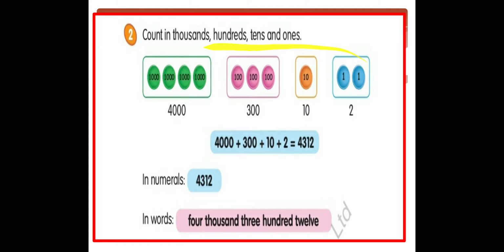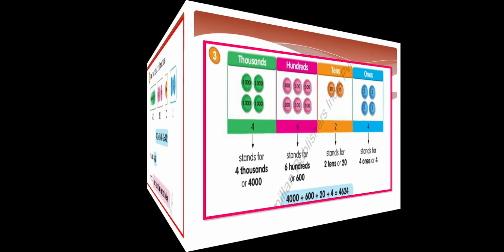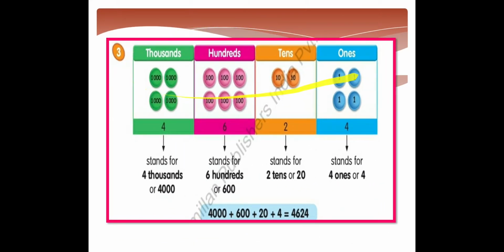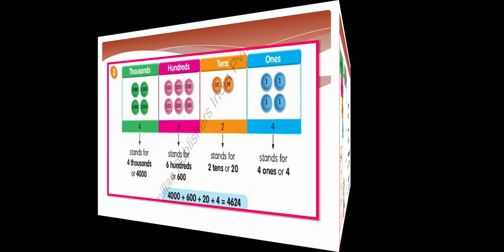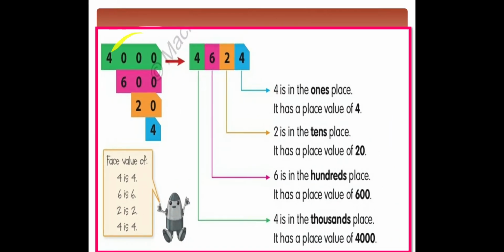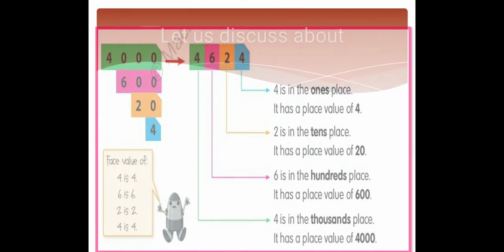So we can also write the digit in this manner. This is the pictorial representation. This is 4,000, 300, 10, 2. When we add all the digits, we get the numeral 4,312. This is the place value chart, and here we have represented the digits, and this is the expanded form, and the same digit, 4,624. Same number can be written in this manner and we can find the place value and the face value.